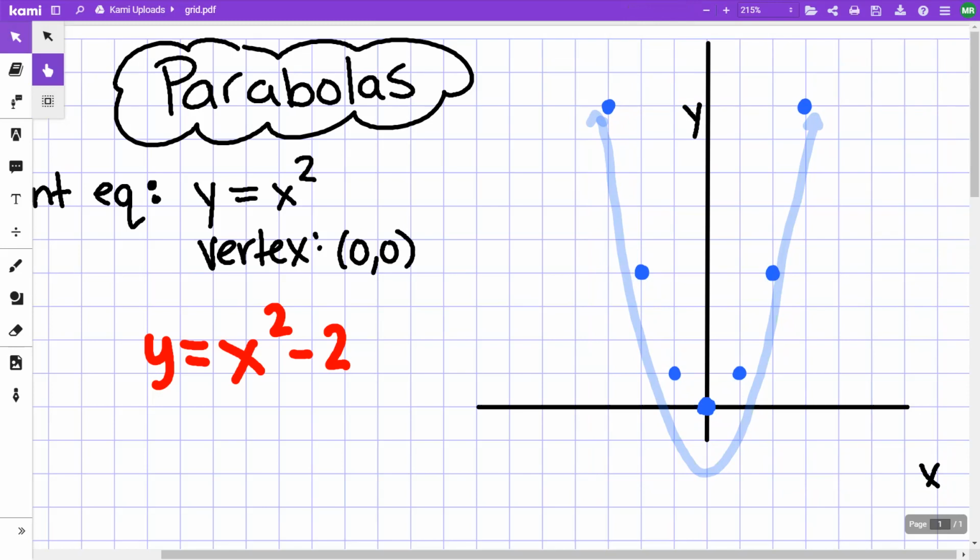So as long as you know where your vertex is, you are going to be always doing the same situation here where you're graphing the parabola and it's the same as a basic parabola. We're just translating it right now.